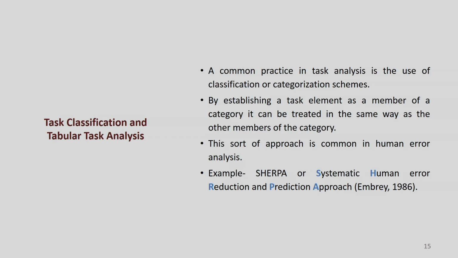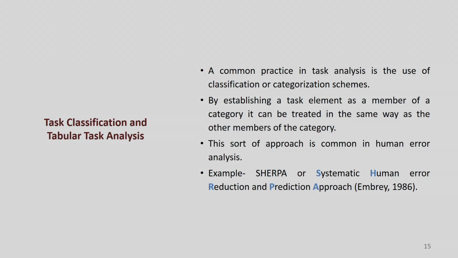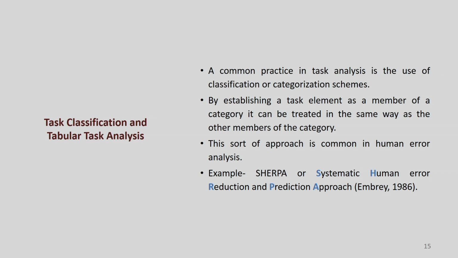Once we have understood the various approaches and a small part of cognitive task analysis, now I will take you to classification and tabular task analysis processes. It is common practice in task analysis to use classification or categorization of the whole scheme. By establishing a task element as a member of a category, it can be treated in the same way as the other members of the category. So, once we understand this is an operation, this is a transport, accordingly we will categorize and combine them. This sort of approach is common in human error analysis as well.